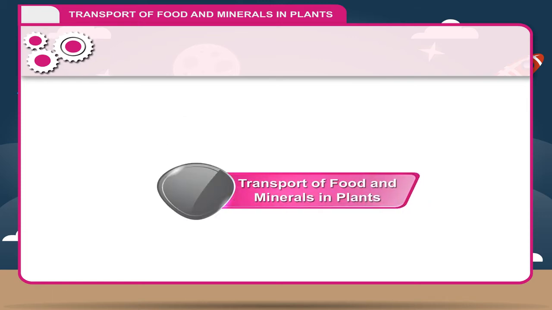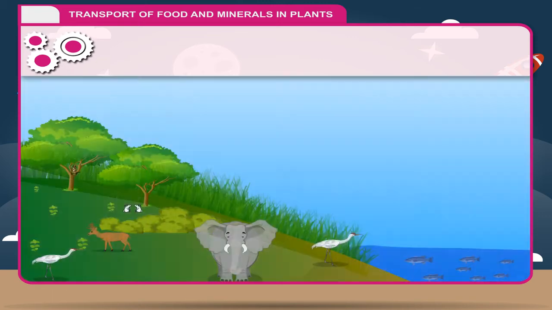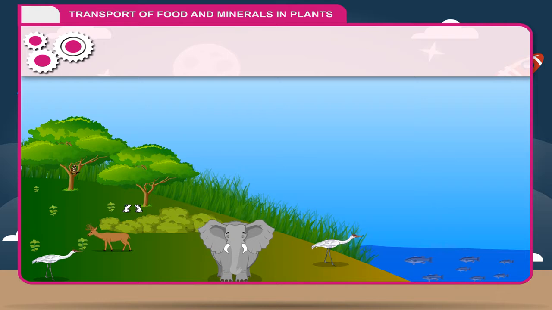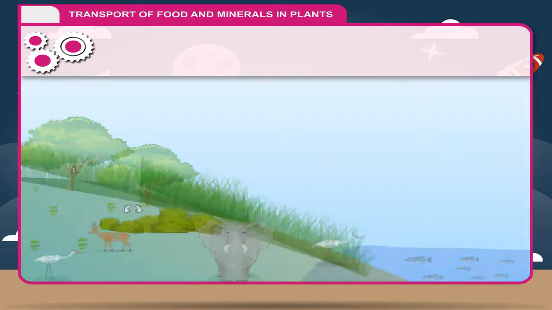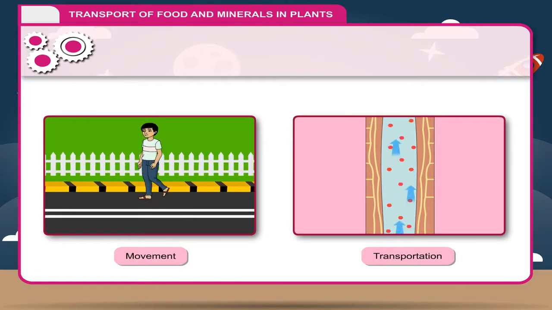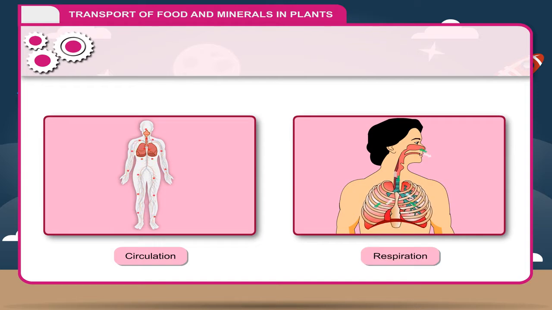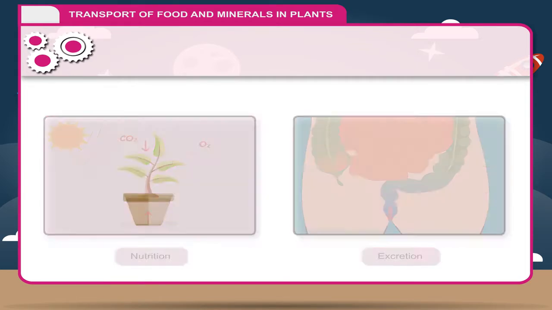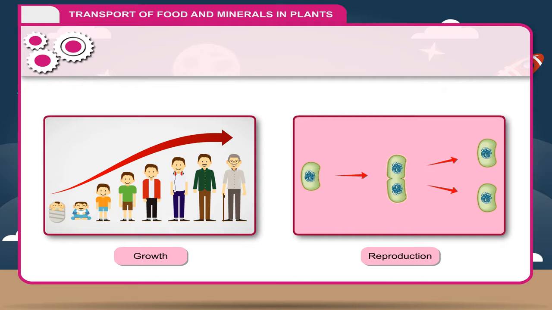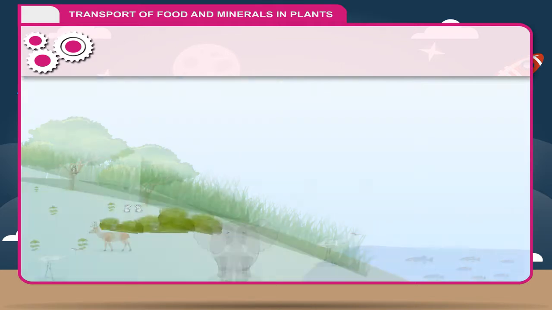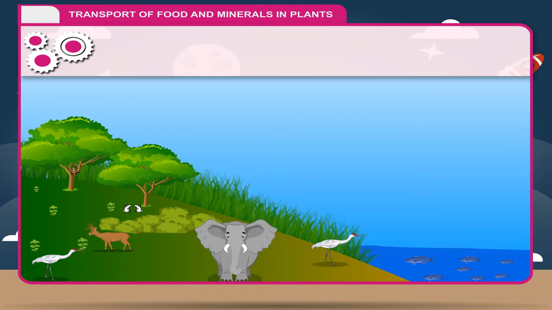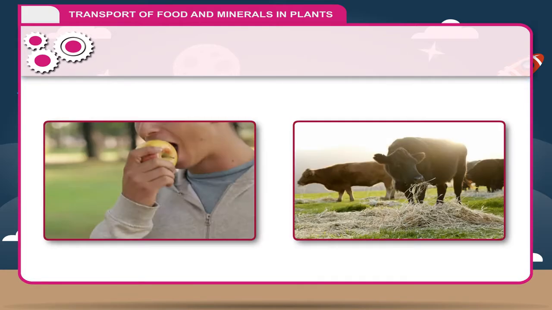Transport of food and minerals in plants. All living organisms perform various vital activities to survive, such as movement, transportation, circulation, respiration, nutrition, excretion, growth, and reproduction. All these activities are collectively called life processes. Organisms may differ in shape and size, but they perform certain similar activities. Nutrition is one such activity that is performed by all the living organisms.